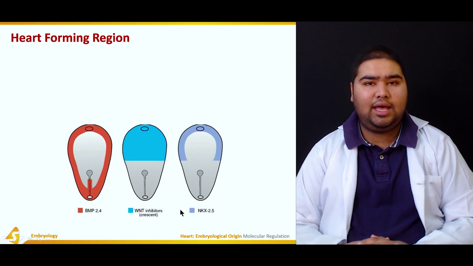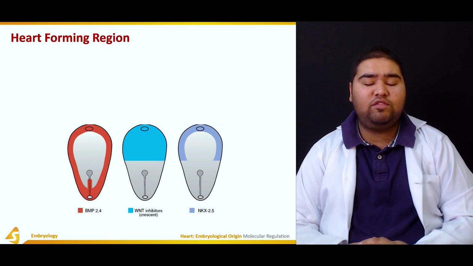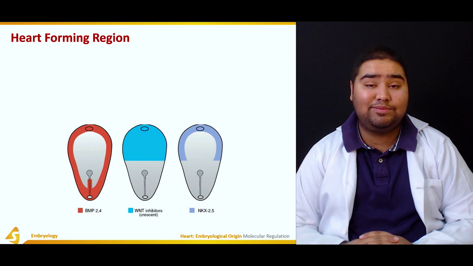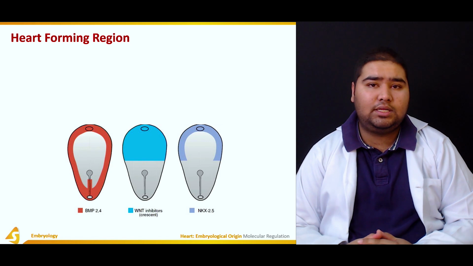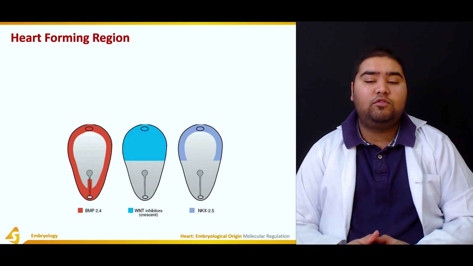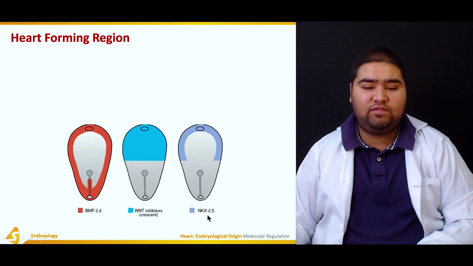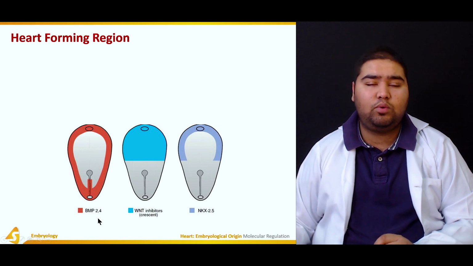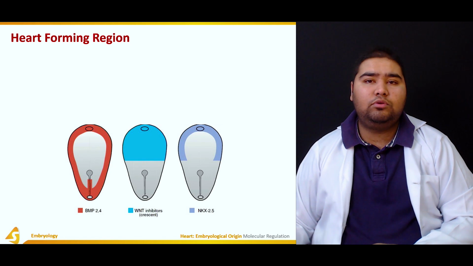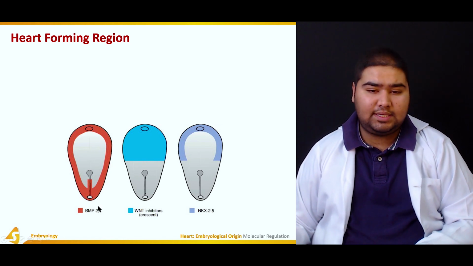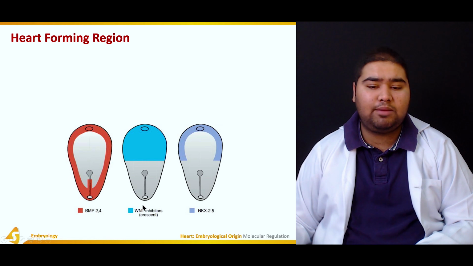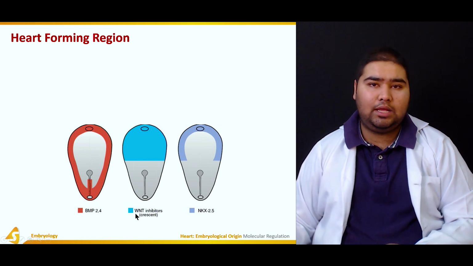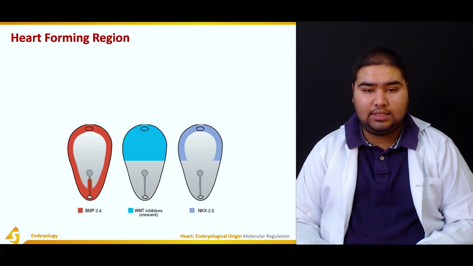So what actually happens, the transcription factor NKX 2.5 is being induced in the heart forming region for the progenitor heart cells to begin the formation of the heart. For the induction of NKX 2.5, we need BMP 2 and 4. BMP is the bone morphogenic protein that needs to be present in the embryo so that NKX 2.5 can act. At the same time, the activity of WNT proteins needs to be inhibited. So let's see how all of this happens.